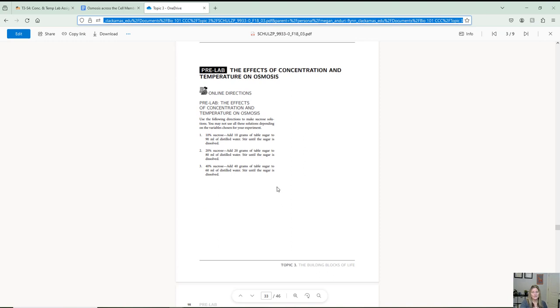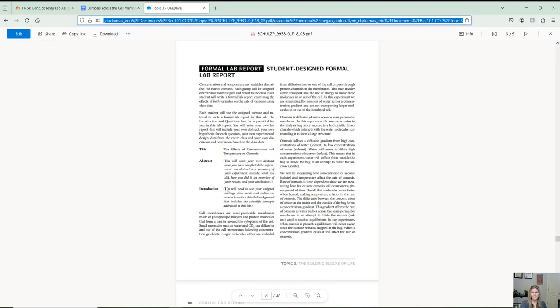First things first, you will have a pre-lab for our concentration and temperature on osmosis. You will need to create some solutions. Basically, you're going to create a 10% sucrose, 20% sucrose, and 40% sucrose solution using some materials from your home, so table sugar, as well as distilled water. If you don't have distilled water on hand, you can use tap water. It's not going to change the results much. Okay, so get that ready.